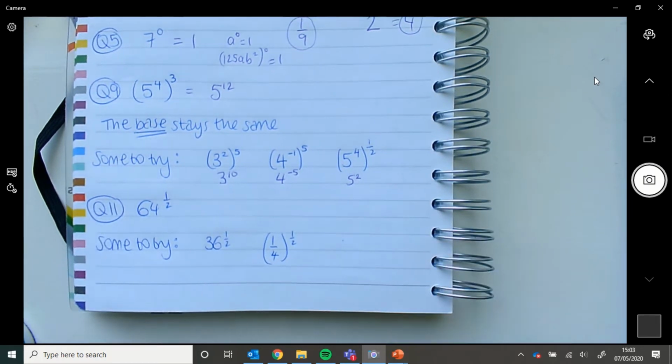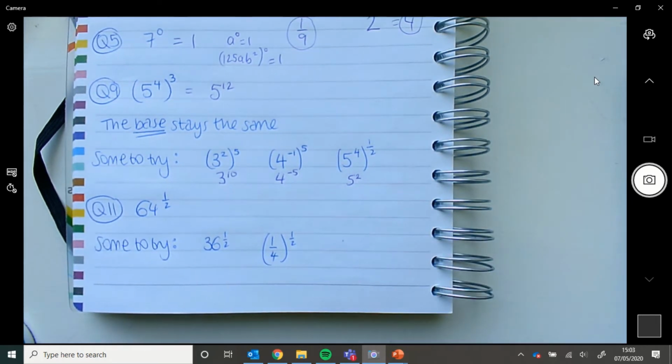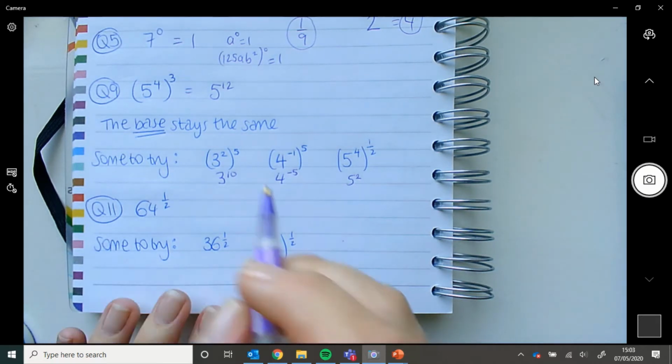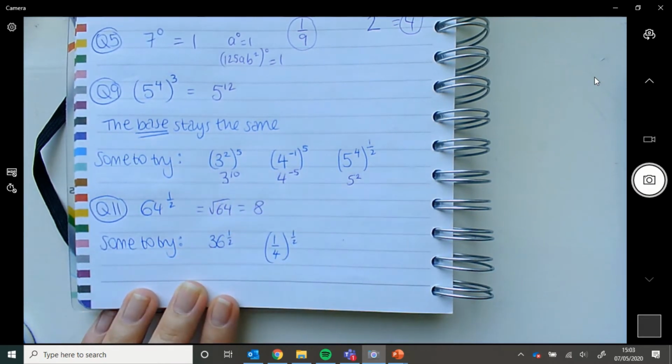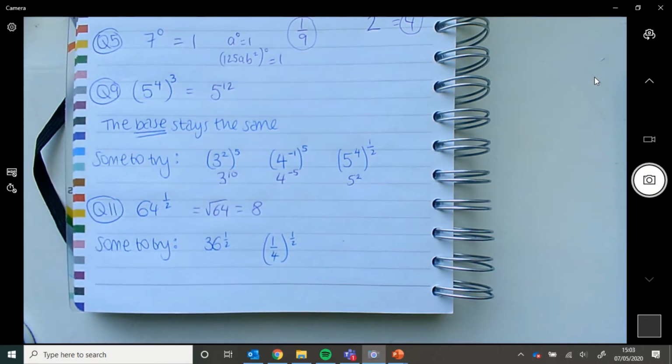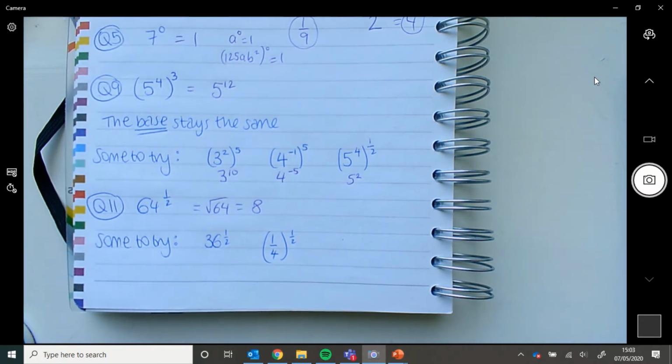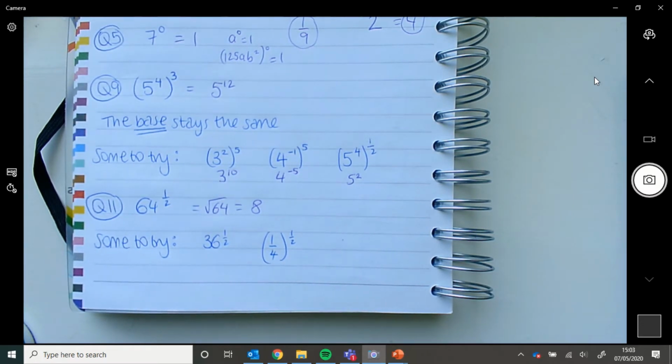Okay, question 11. I have 64 to the power of a half. If I have a power and it has a denominator, I need to use the denominator to root. So if there's a 2 on the denominator, I square root. If there's a 3 on the denominator, I cube root, and so on. So I'm going to square root 64, which is 8. Okay, 2 questions for you to have a go at. First one is 36 to the power of a half, and the second one is a quarter to the power of half. If you got this question wrong, please pause the video, and have a go.